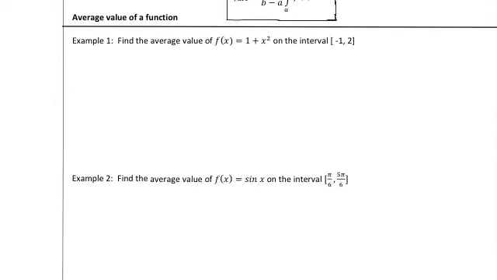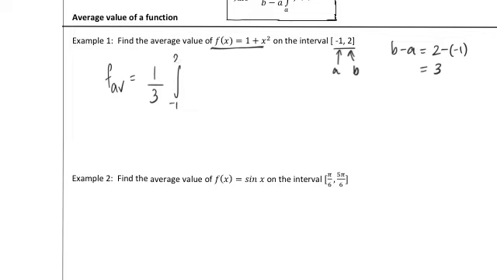So let's use that formula to find the average value of f, which is 1 plus x squared on negative 1 to 2. So this right here is your a, and this right there is your b. b minus a for this problem is 2 minus negative 1, which is 3. And so my f average is quite simple to do. It's 1 over 3, the integral from negative 1 to 2 of f of x, which is 1 plus x squared, dx. So once you set up the integral, we're just doing the antiderivative.